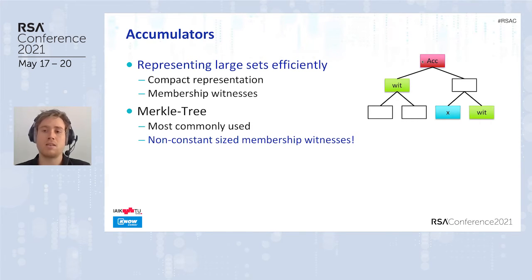And each element of the accumulator has a corresponding witness, which basically proves that this element is part of the accumulation process. And in the Merkle tree, this witness is all the elements that are required, together with the element itself, to create the accumulator, so to create the root node. And this already shows a disadvantage of the Merkle tree accumulator, that the witness size is dependent on the number of elements accumulated in the accumulator.